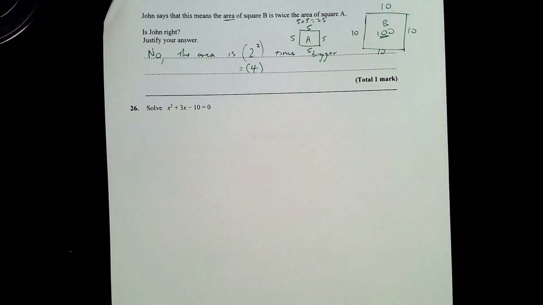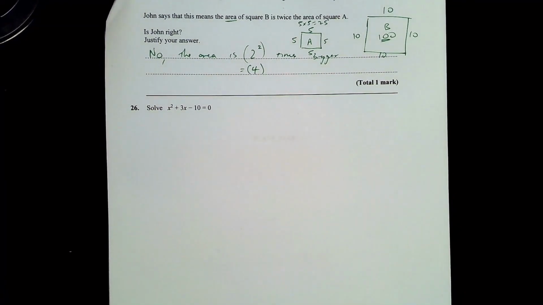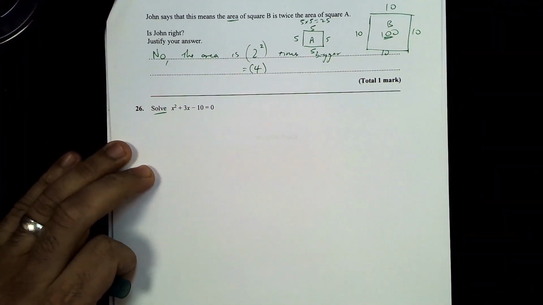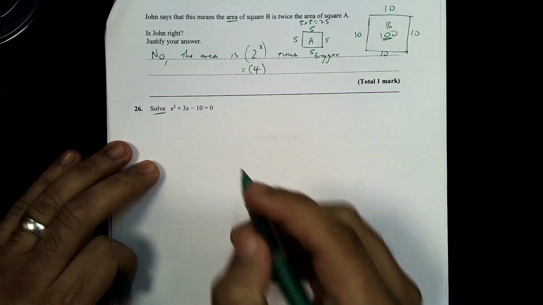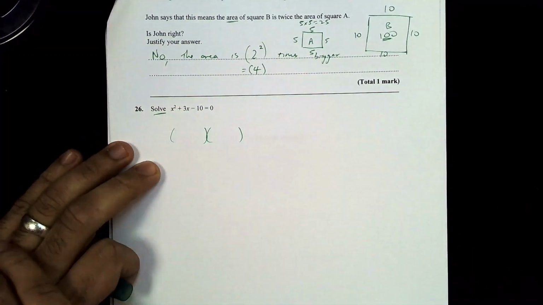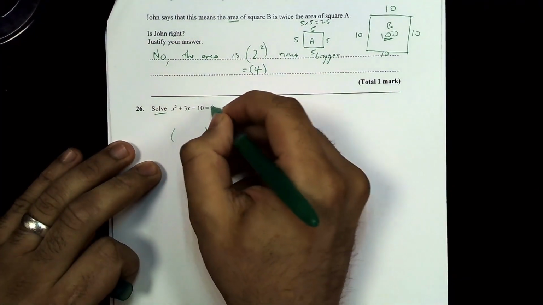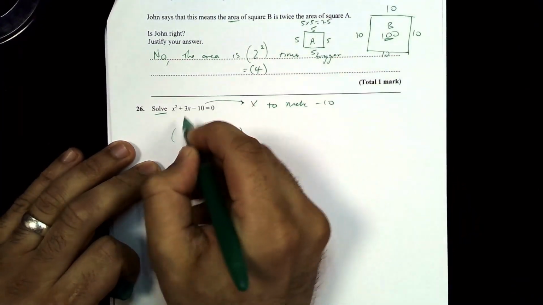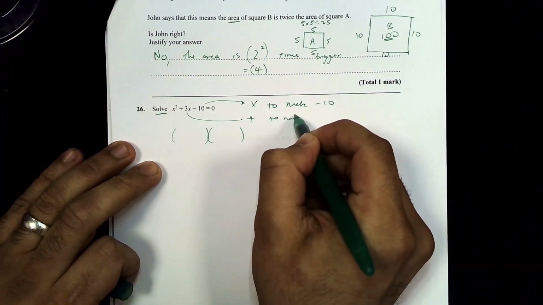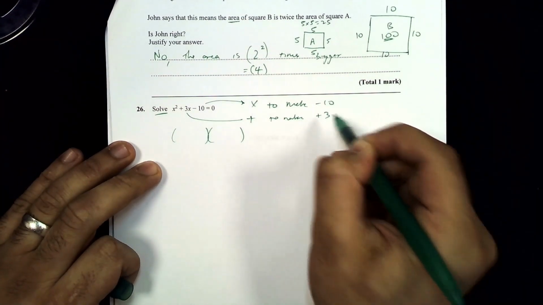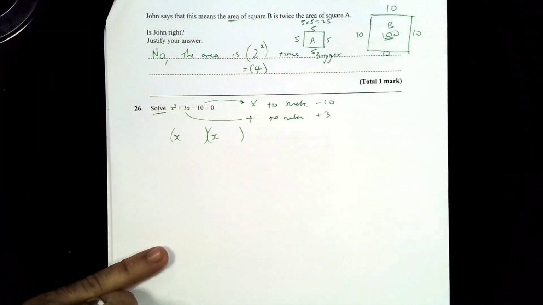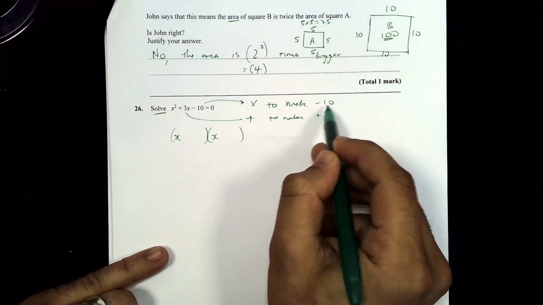Final question. Solve x squared plus 3x minus 10 equals 0. Right, solving quadratics. There are a few different methods at this stage, and given that this is a foundation paper, my go-to method will be factorizing. So factorizing means find a pair of numbers that times to make minus 10 and that add to make positive 3. You know it's going to be x and x because that's the only way to make x squared.